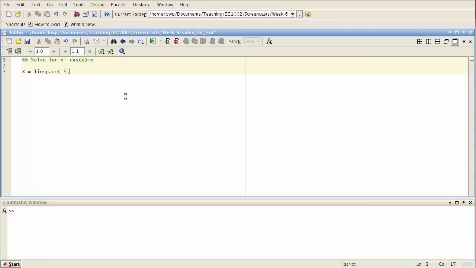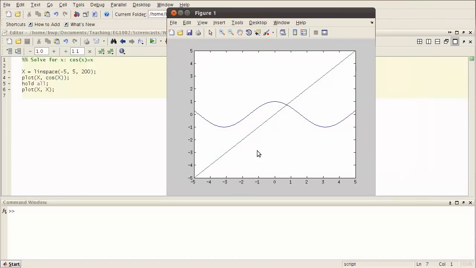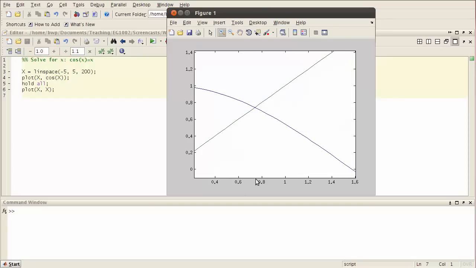So let's say we wanted to plot it over the range -5 to 5. Maybe I'll take 200 points, and I want to plot cos of x and just x by itself. If I run that, this is what it looks like, and we can see that there's going to be one solution. This is it here, and it's going to happen at about 0.7, yeah, 0.72 or so. So that's approximately the solution, or the place where we should be looking for the solution.